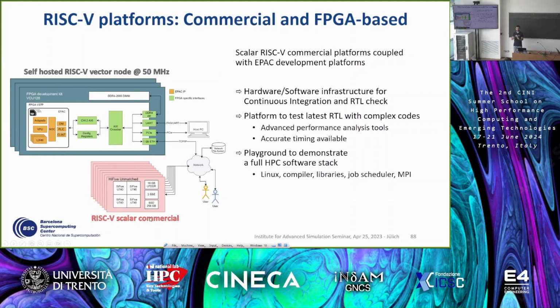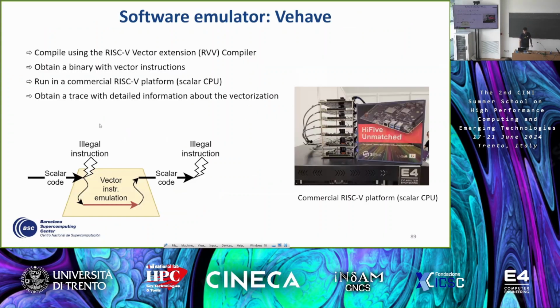When I say scalar, I mean there is no VPU. Here the gray are the FPGA. Everything is connected into the same network. So you can be this user, you connect, you have an NFS. So your home directory is shared between the scalar and the vector nodes. It's really like a cluster. You have a cluster of scalar nodes and a cluster of vector nodes.